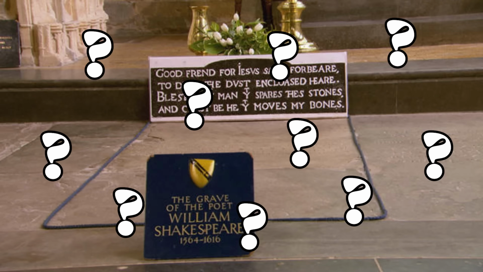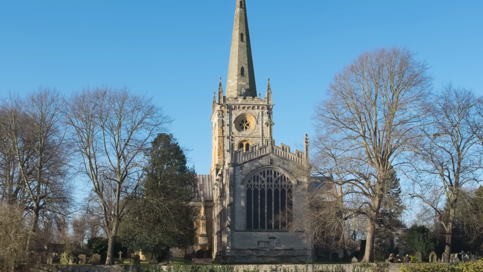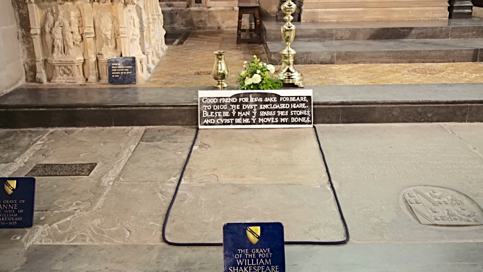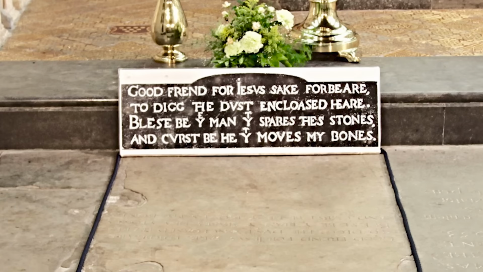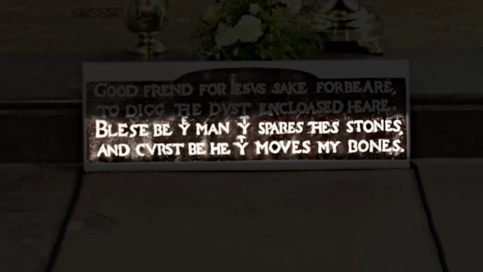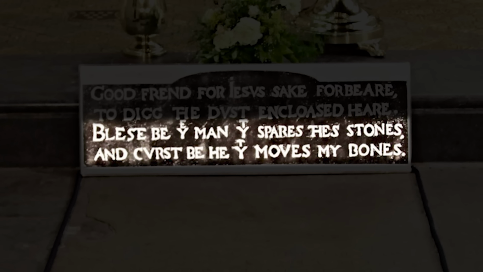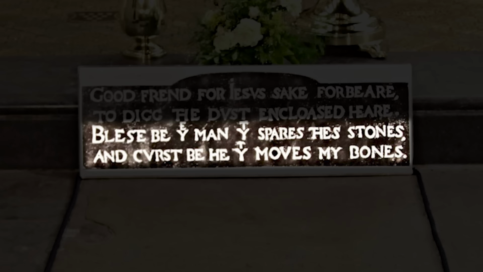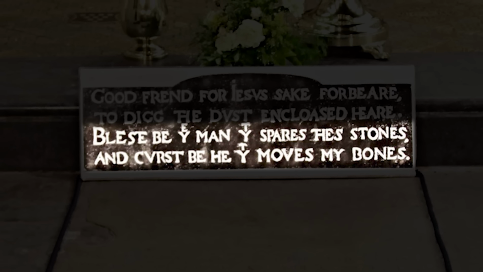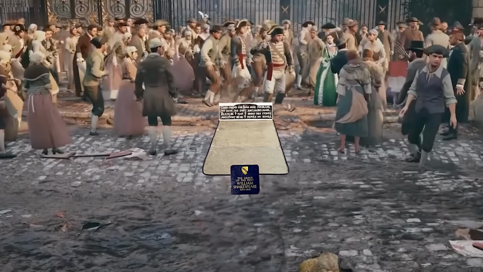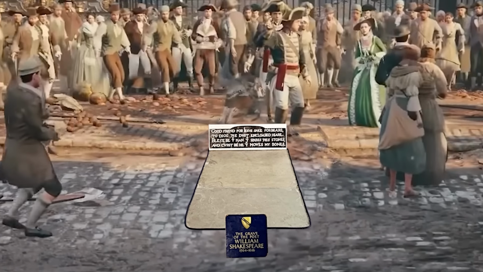with his grave. So if you go to the Holy Trinity Church in Stratford, there is his grave. There he lays, but there is an engraving above him. Blessed be the man that spares these stones, and cursed be he who moves my bones. Cursed, you see. You're not allowed to dig him up. So everyone is super spooked out by the curse, and they refuse to dig him up.